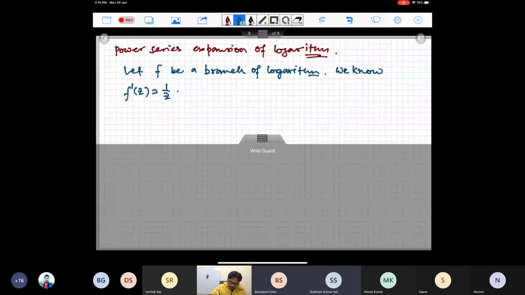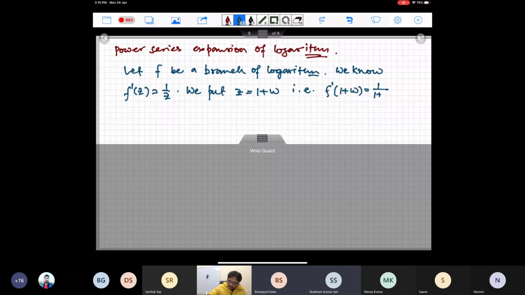Okay, so we put z equal to 1 plus w. So that is, I'm writing f prime of 1 plus w, or 1 plus omega, whatever you want to call it, is 1 upon 1 plus omega. Okay, so why did I write it like this? I wrote it like this for the very simple reason, because I can, so that I can expand it.